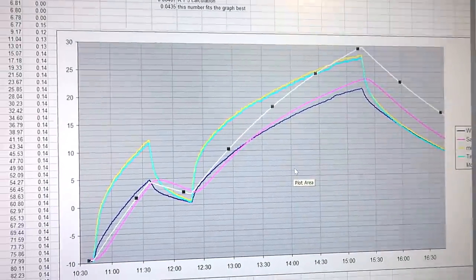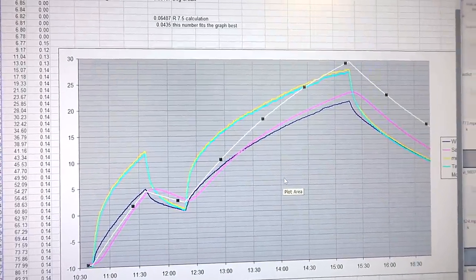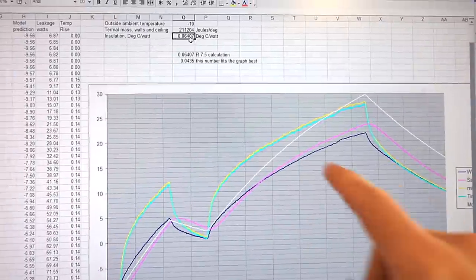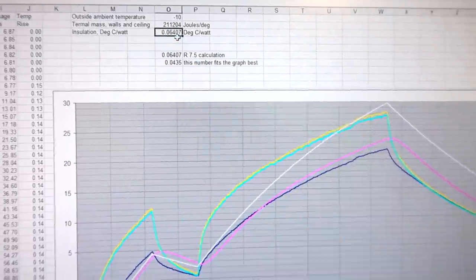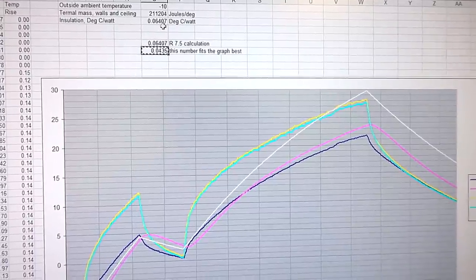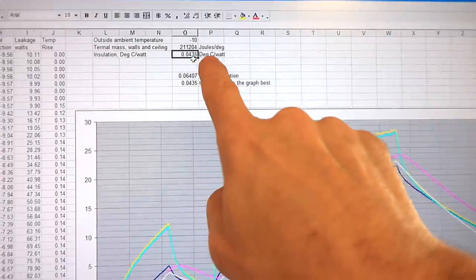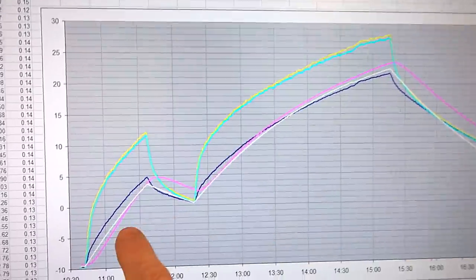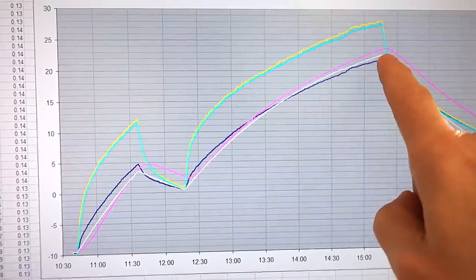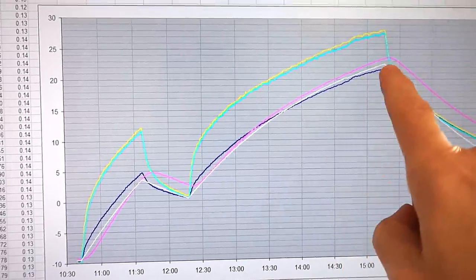So I think what's happening is I've got a lot more leakage than my model would predict. And so instead of this calculated factor, if I just take this number as my degrees Celsius per watt, now that white line actually fits the readings on the plywood fairly well. So based on that, the shed is only insulated about two-thirds as well as the R7.5 would suggest.